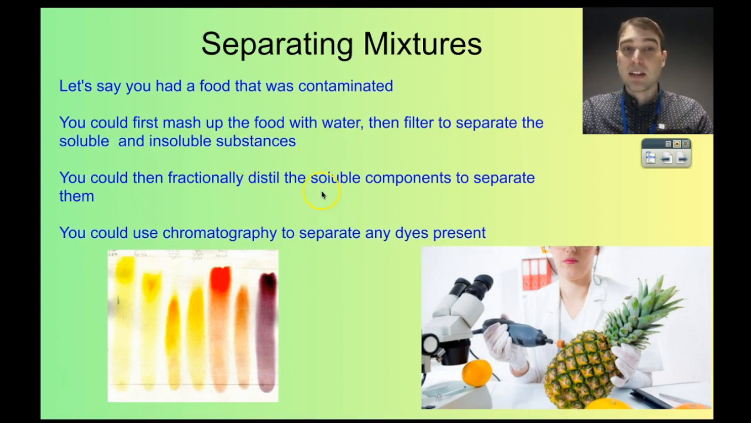You could distill the soluble components and separate them out based on their boiling points. So that's another thing you could do once you've done that filtration. If there are dyes present, you could use chromatography, and you could separate out the substances and figure out what the substances are. So if you're having an allergic reaction to a particular dye, that's one way that you could figure it out. This is just a very simple small example of things that you could do with separating mixtures.